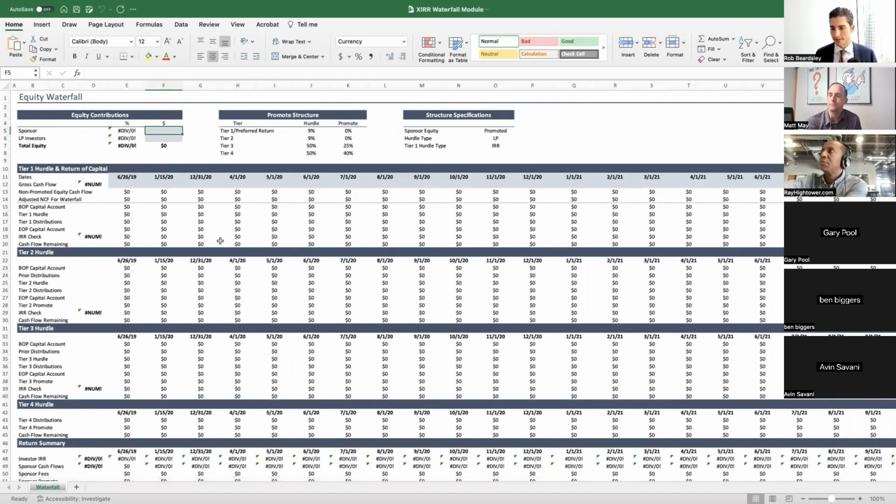But again, the reason why it's a module and not a model is because there's no sort of pro forma that produces these cash flows. The cash flows have to be put in here, and you can get those from a different model. So this is actually a great tool.